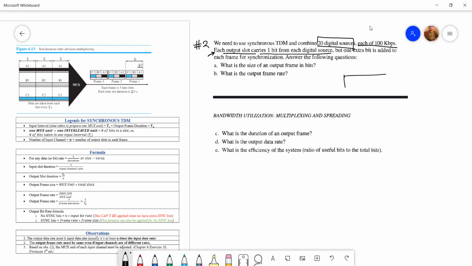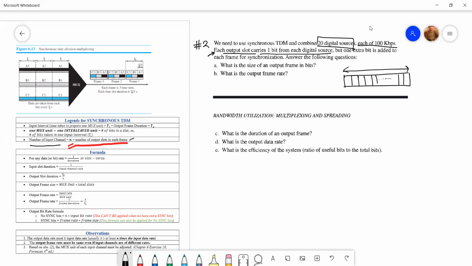And that means that in synchronous TDM, we know that the number of channels is equal to the number of slots in each frame. Using this formula, the number of input channels is equal to the number of slots in each frame, that is going to be n. So there will be 20 channels over here, 20 slots over here.